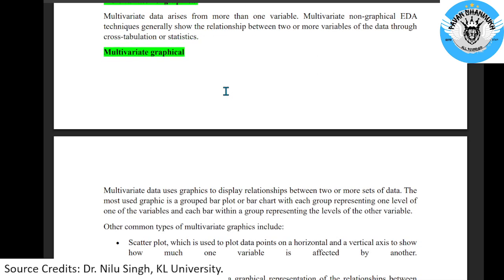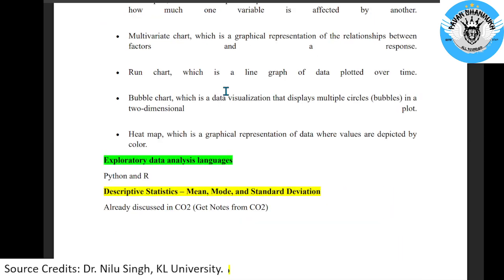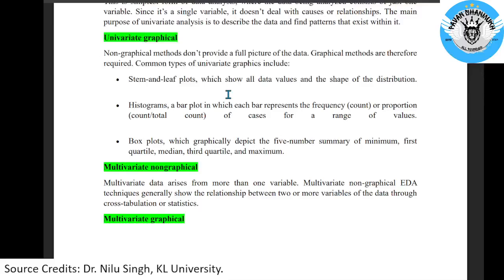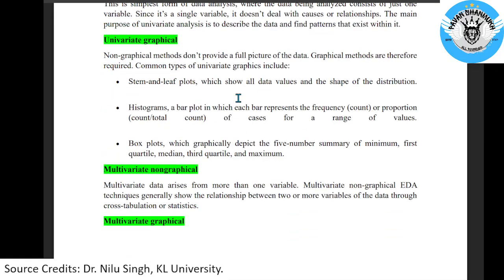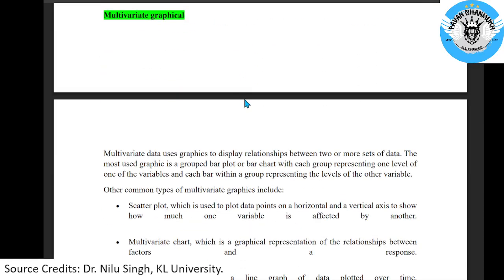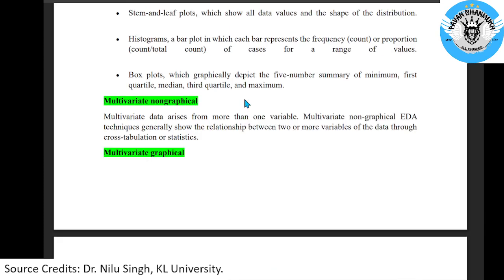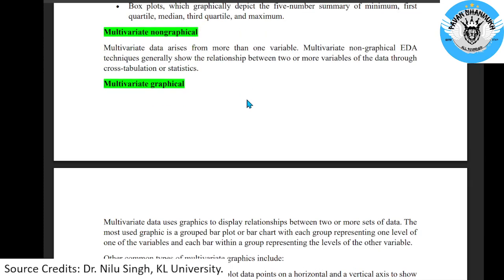What is multivariate non-graphical here? It arises from more than one variable, like multivariate, multivariations, multiple variations we have. So here also EDA techniques generally show the relationship between two or more variables through cross tabulation or statistics. Here also, what do we have? Just the analysis.